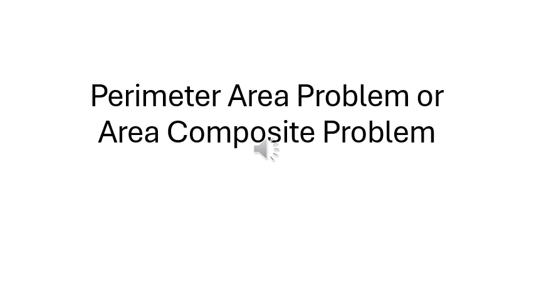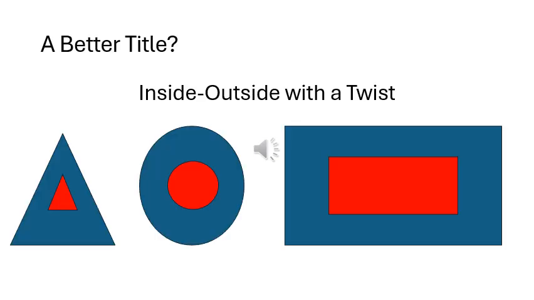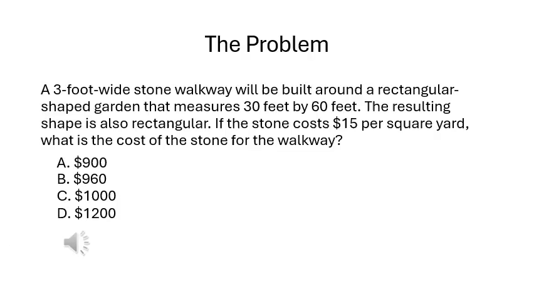Welcome to the world of perimeter area problems, often referred to as area composite problems. I like to think of these types of problems as inside-out problems with a twist. Let's delve into one such problem, the kind you might encounter on the GKT test. When you first see these problems, you might feel overwhelmed by all the elements involved.